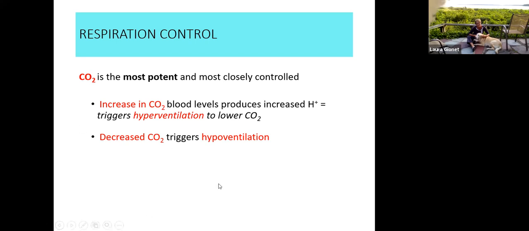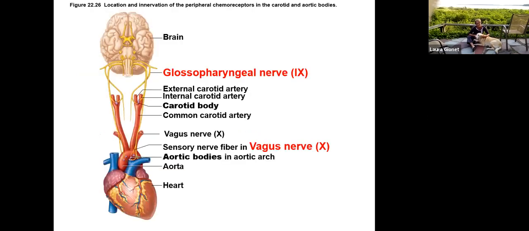So keep in mind that the normal range is 35 to 45 millimeters of mercury. If it goes above 45, then our response is to hyperventilate. If it goes below 35 millimeters of mercury, lower than normal, then your response would be to hypoventilate to bring the carbon dioxide levels back up. That's why we have normal, quote unquote, levels, 35 to 45 millimeters of mercury.